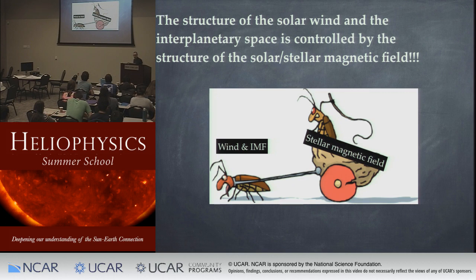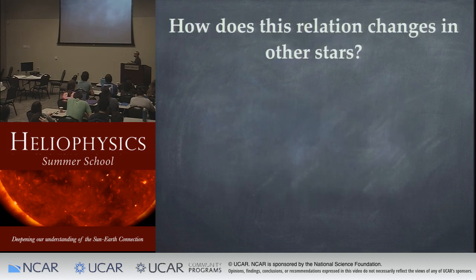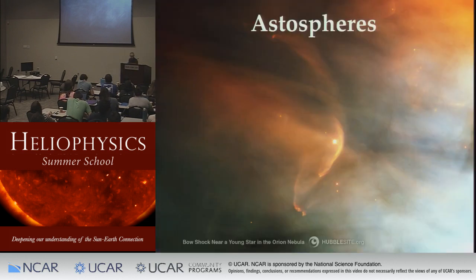Okay, we have 4 more minutes, and then we take a longer break, and then we'll continue. So one of the questions we would like to ask, and here we really go to the stellar context, is how does this relation change in other stars? This is pretty much when we start to talk about astrospheres and not the heliosphere. So it's how the heliosphere scales for other stars which have different parameters at their base.